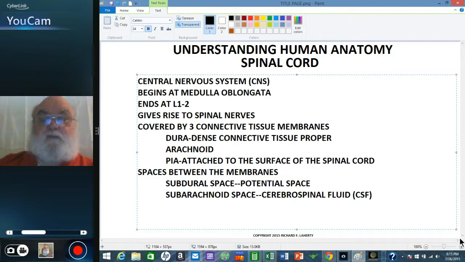Now, there's another space that we only find associated with the spinal cord, not with the brain, and that is the epidural space.